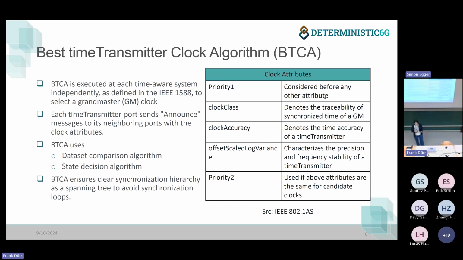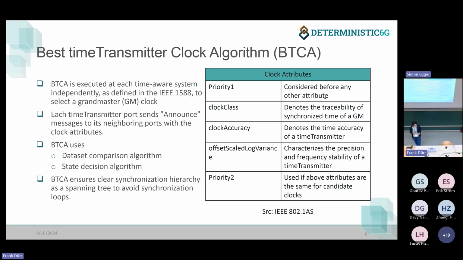This was already defined in the standard 1588. Each time transmitter port, each master port, you could call, sends an announce message to its neighboring ports with some clock attributes. Now, the clock attributes that are used by BTCA to reach a decision are mentioned in this table. We have our priority one, which basically overrides all the other properties. If it's higher, then we go for this clock, and it could also be used to force a manual selection.